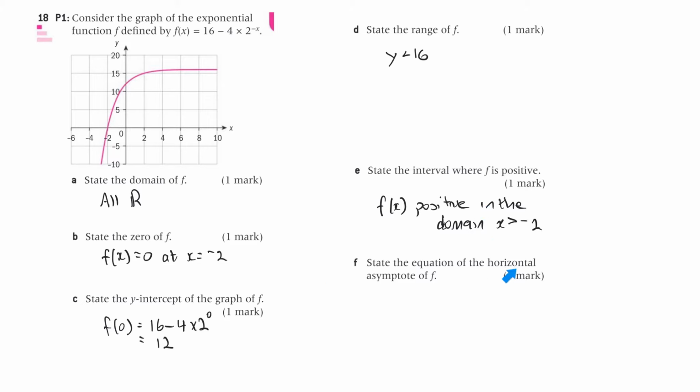F, state the equation of the horizontal asymptote of f. Well, as we said in D, the horizontal asymptote is at y equals 16. We know that from this, that constant there. Okay, that shows that normally the asymptote's at 0, so this shifted it up by 16.